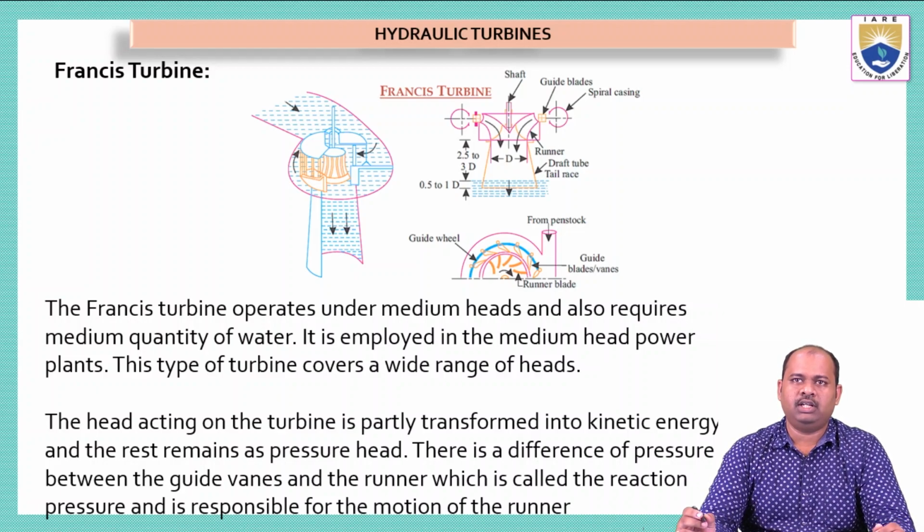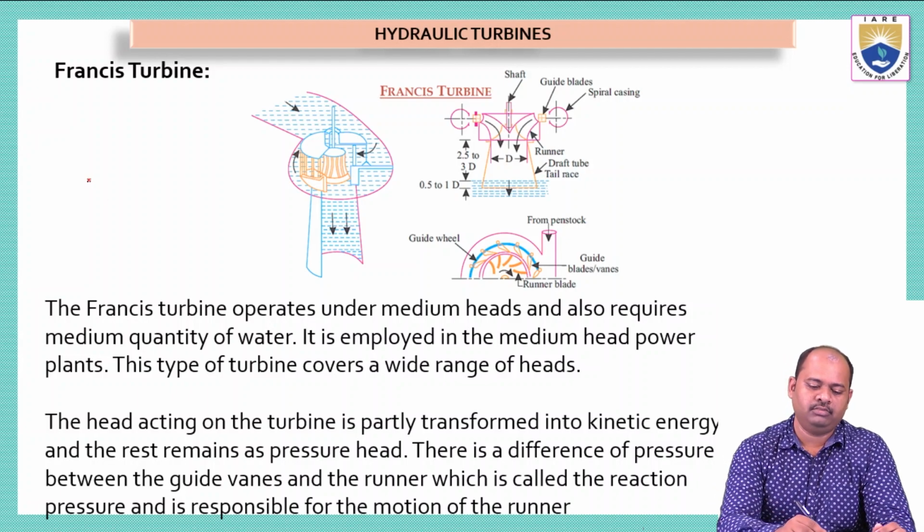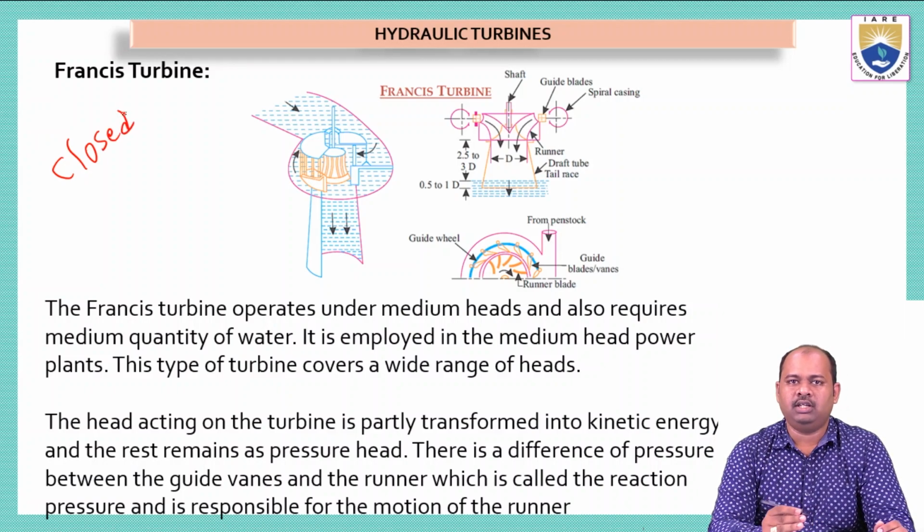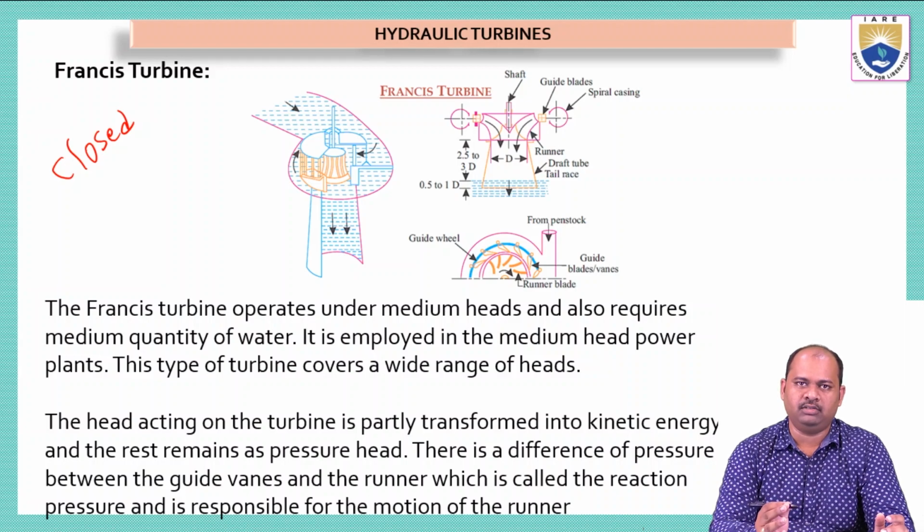Now let us try to understand the basic construction of the Francis turbine. So you can see in this picture, Francis turbine is a closed chamber turbine. Here the entire thing is closed. That means the pressure inside the turbine is different from the atmospheric pressure.